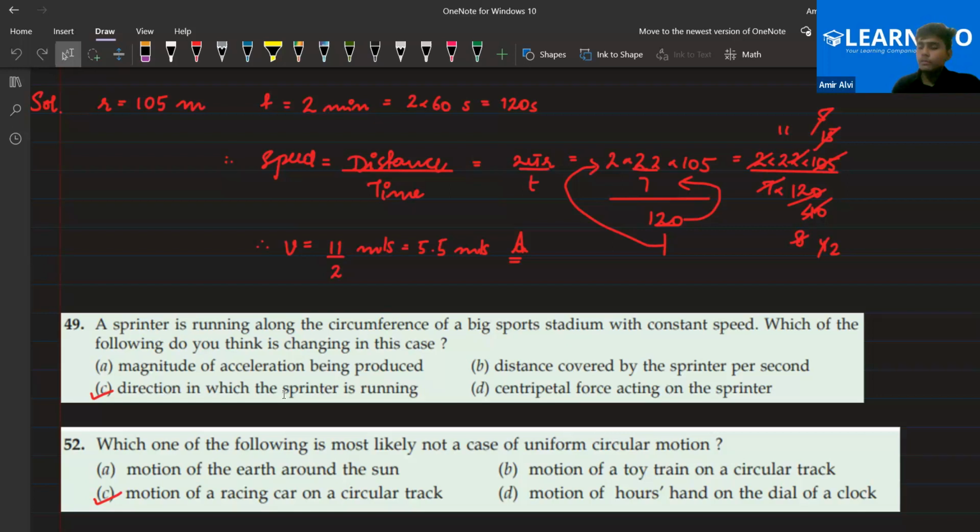The centripetal force will not change. It depends on the magnitude of the speed. As speed is not changing, it will not change. The centripetal force formula is F equals mv squared by r. Since speed is constant, the force will not change. I'm just telling you, you don't have to worry about it right now. When you go to 11th class, you will study this in detail.